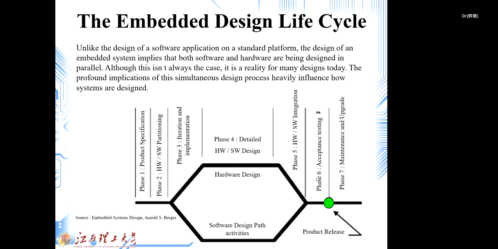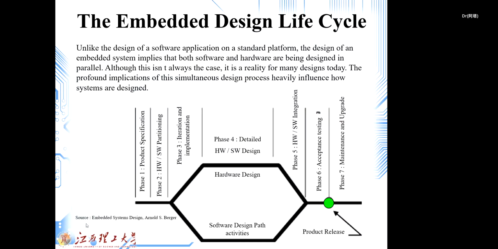You will see some phases here in this picture. Phase one is product specification. Phase two is the software and hardware partitioning. Phase three is iteration and implementation. Phase four is detailed hardware and software design, in which we have hardware design and software design paths. Then we have phase five as integration of hardware and software, and acceptance testing, and maintenance and upgrade. At the point of acceptance testing, we have the product.